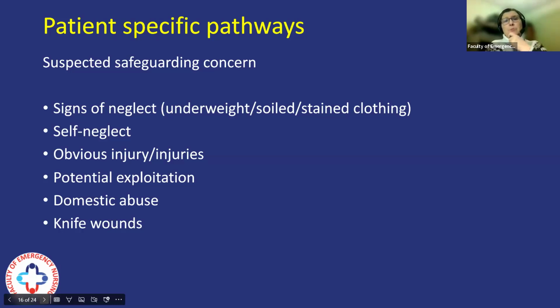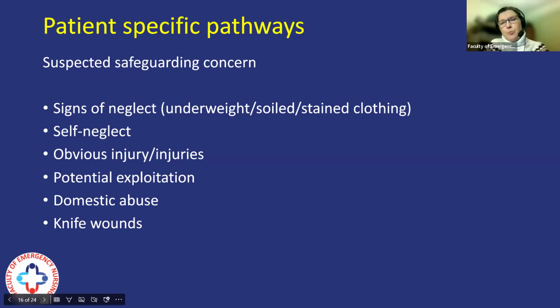Be alert to potential exploitation. Don't use the accompanying people to translate. Be alert for signs of domestic abuse. It is often just the worst of the worst of the worst that pitches up. But just again, is it possible that this person got this injury the way they've said? Often the answer is no. And knife wounds, just a caution on knife wounds.